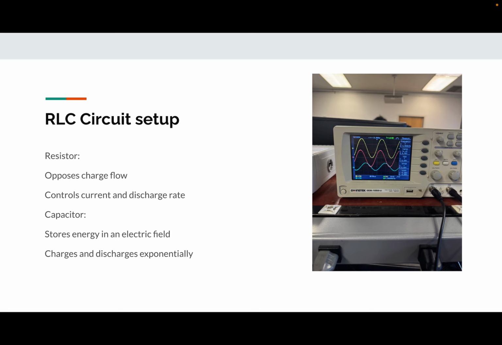But we know the resistor opposes charge flow. The inductor resists changes in the current because of its magnetic field, and the capacitor stores energy and releases it as the voltage changes. And when these are all connected, the circuit's behavior is not linear. Instead, it follows second order differential equations, which you can see is like a sine wave.